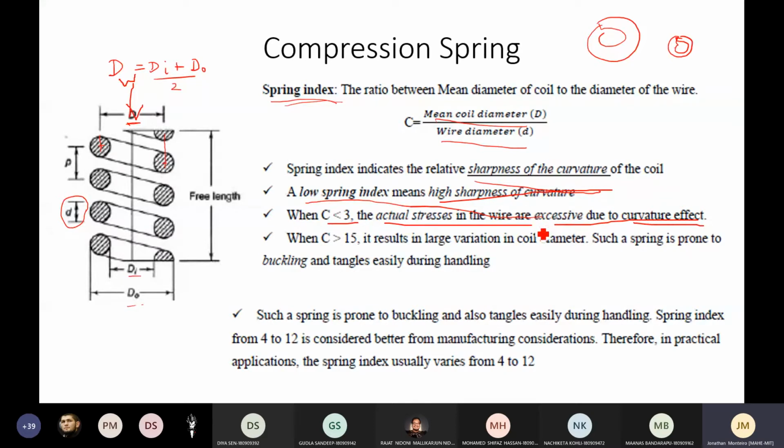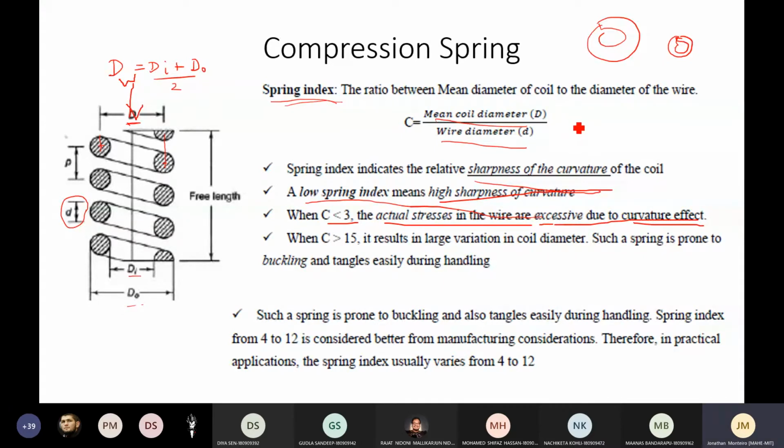So actual stresses in the wire are excessive due to the curvature effect, particularly when C is less than 3. Such cases happen. Mathematically, what is this? This is D by d. That means C less than 3 means the mean coil diameter is not that large. It is small when compared to the wire diameter itself.